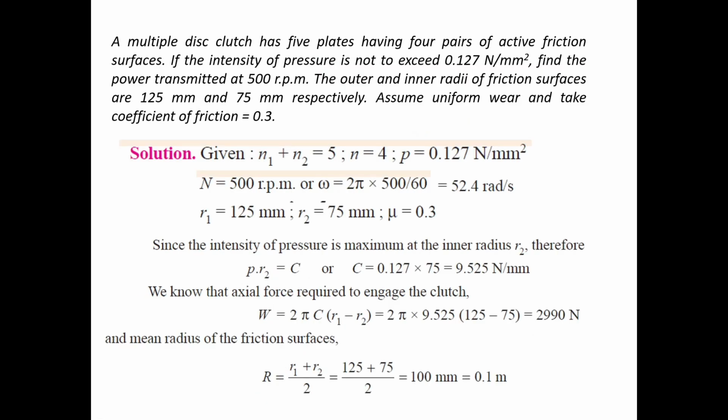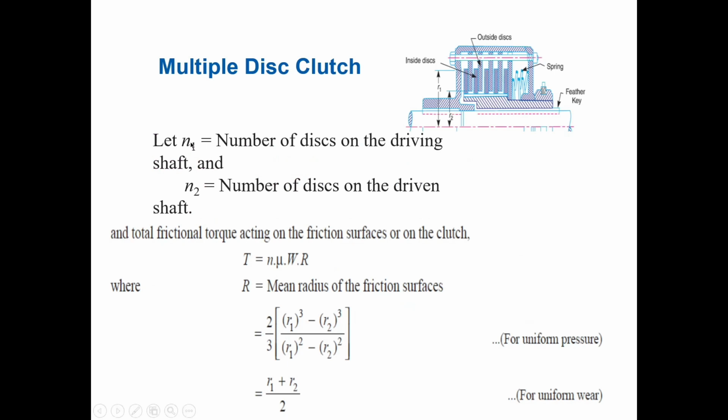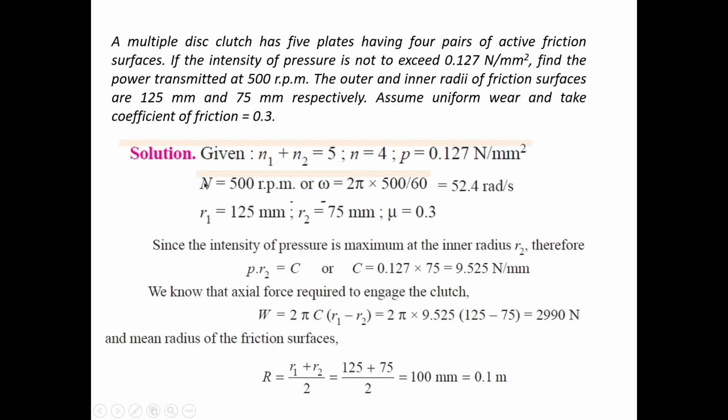So we are considering a sample problem here. A multiple disc clutch has 5 plates having 4 pairs of active friction surfaces. Here itself that N value comes. We have discussed that N1 is the number of discs on the driving shaft and N2 is the number of discs on the driven shaft. All put together, it is the total number of discs, N1 plus N2. Here it was given that the clutch has 5 plates, so we have to consider N1 plus N2 is equal to 5.